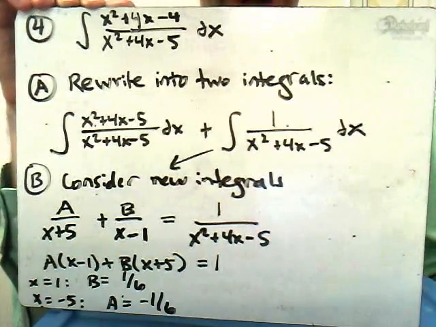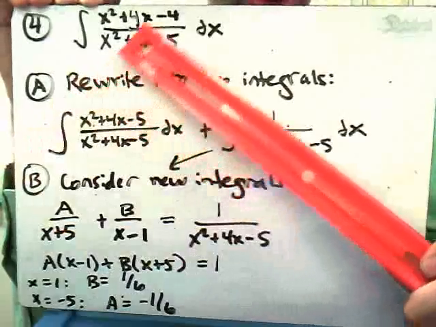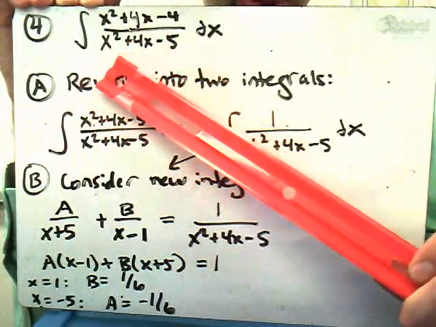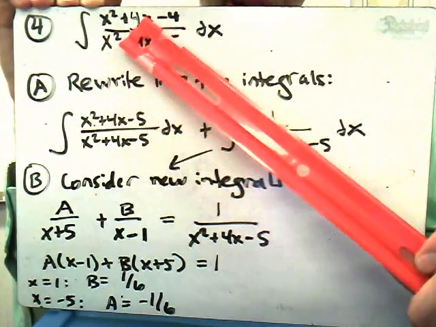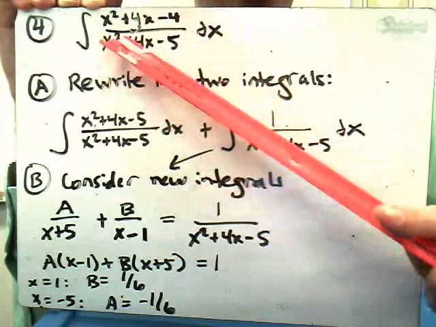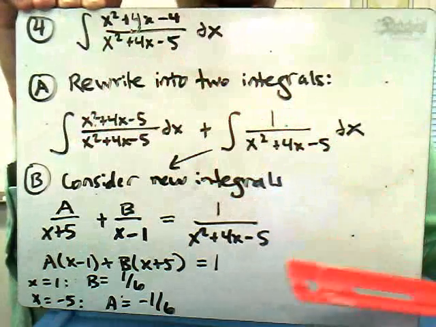One last partial fractions problem. If you'll notice, we have the integral of x squared plus 4x minus 4 over x squared plus 4x minus 5 dx. This is another circumstance where we don't have a proper fraction. The problem is the degrees of the numerator and denominator are the same.